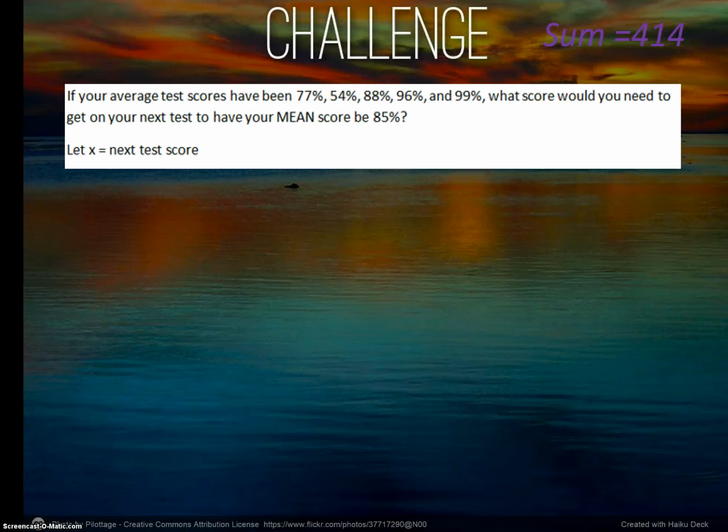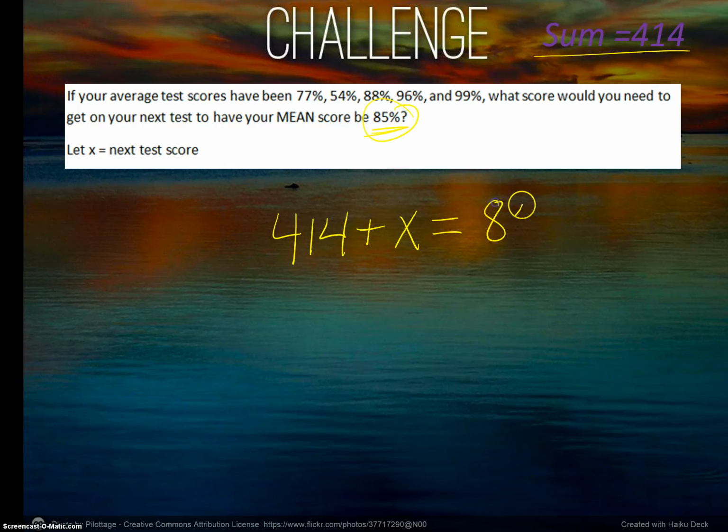Here's another problem. I don't have a lot of time, so I'm trying to rush through this. If these are your test scores, what score do you need to get on your next test to have a mean score of 85%? So to do this, you have to add up all the scores. You get a sum of 414. So I have 414 plus my next score, and I want to get an average of 85. I take 85, and I'm then going to have 1, 2, 3, 4, 5, 6 scores. So I'm going to divide by 6 on both sides.